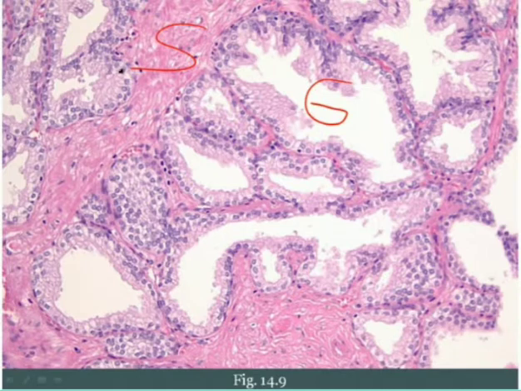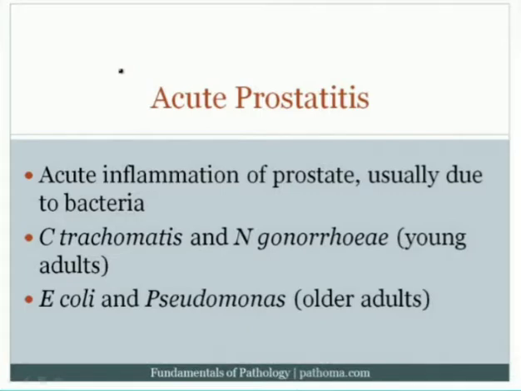The glands of the prostate actually contain two layers. There's an inner luminal layer and an outer basal cell layer, and overall both the glands and the stroma are maintained by androgens. The first disorder is acute prostatitis. This is acute inflammation of the prostate, usually due to bacteria.